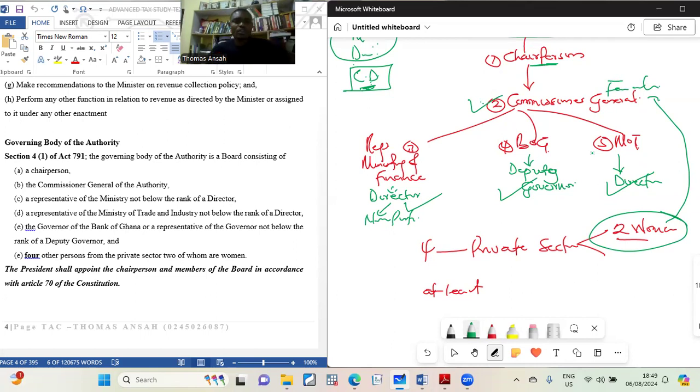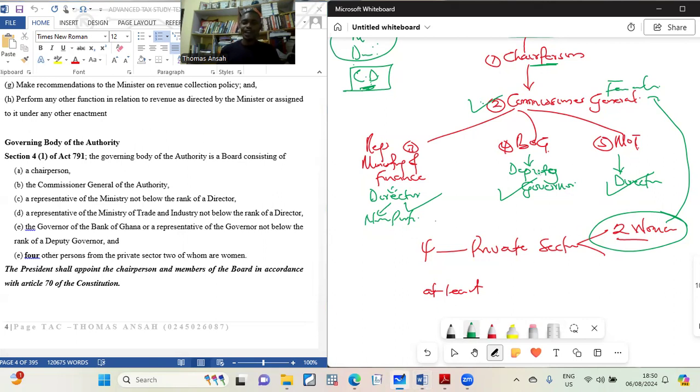So that is that. They are trying to bring gender balance into the thing. So this is the composition of the GRA. You are a student of tax, and so these things should come regularly on top of your head. The law they passed is the affirmative action gender bill. Yeah, that is the one I was referring to.